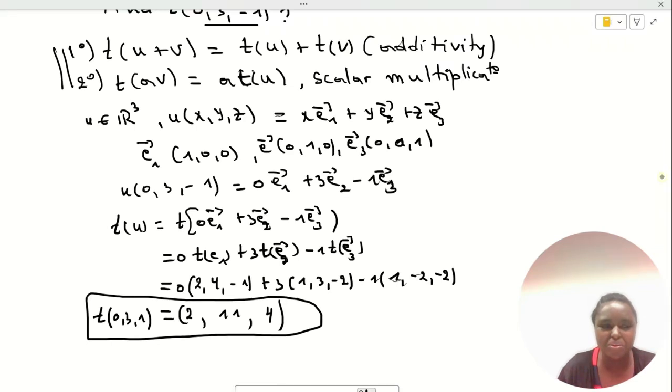What we needed was only this one, these two lines, T of 0, 3, minus 1, equal to this. We only needed these two lines.